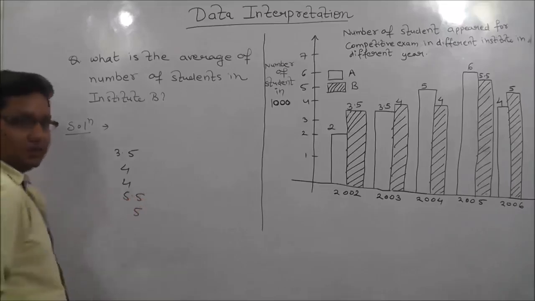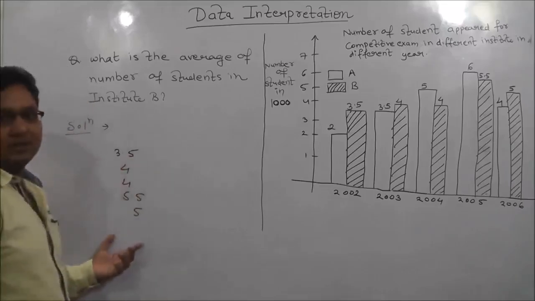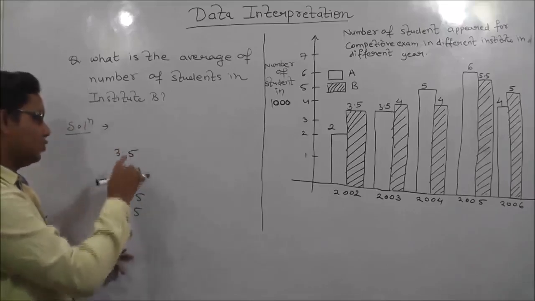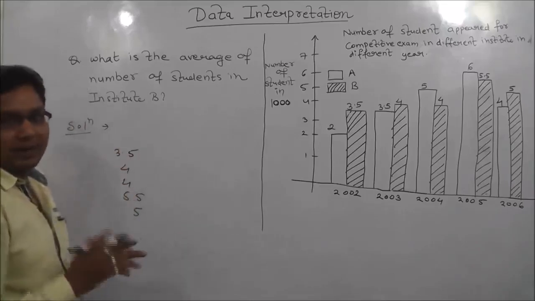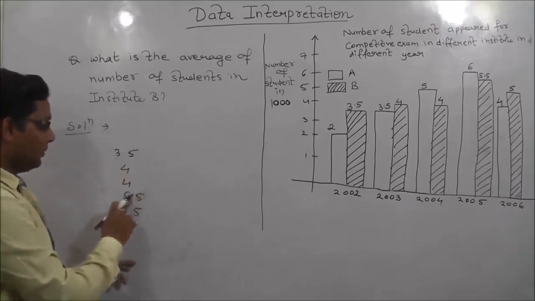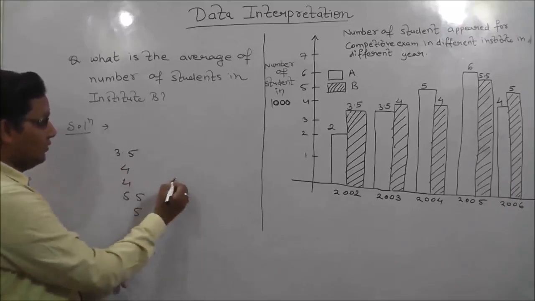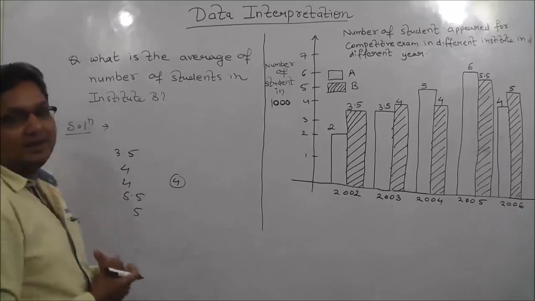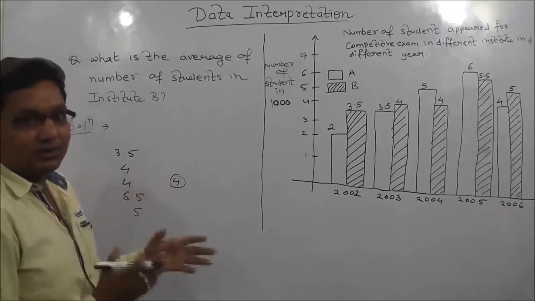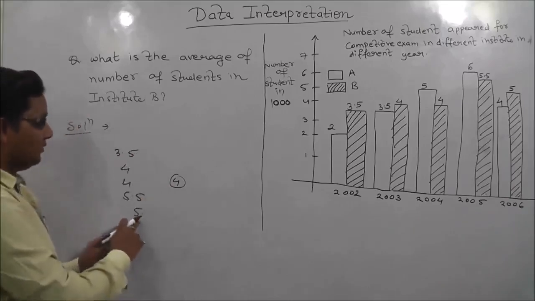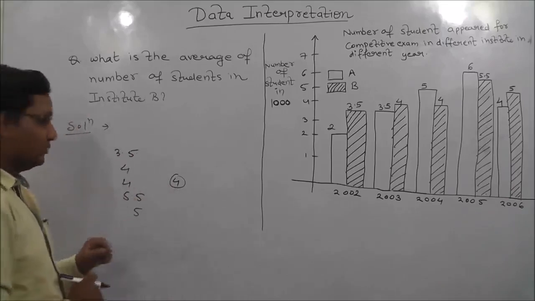Then 5. So we will find the average in the shortest way. We will not add all the numbers and divide by 5. We will take a middle number, approximately. So 3.5, 4, 4, 5.5 and 5. Let's take 4. Take a number in between the smallest and highest number. The smallest number is 3.5, the highest number is 5. So take the number 4.